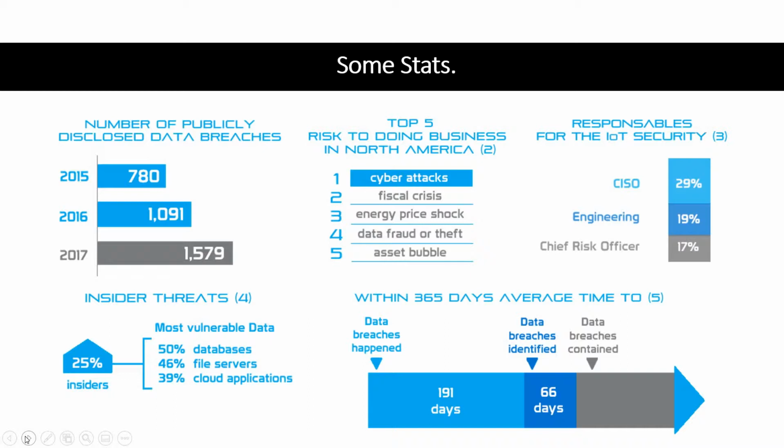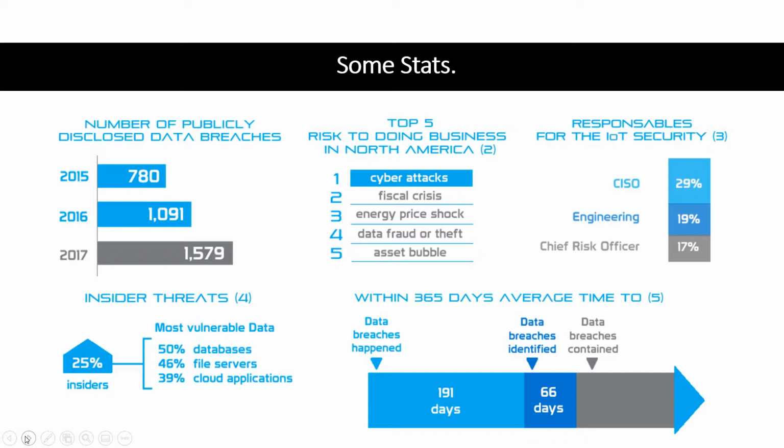As you can see, every year the number of disclosed data breaches is increasing. I don't have the exact number for 2018 or 2019, but if I get it, I'll put it in the description box. Now, if you look at the second section, it says the top 5 risks to doing business in North America.